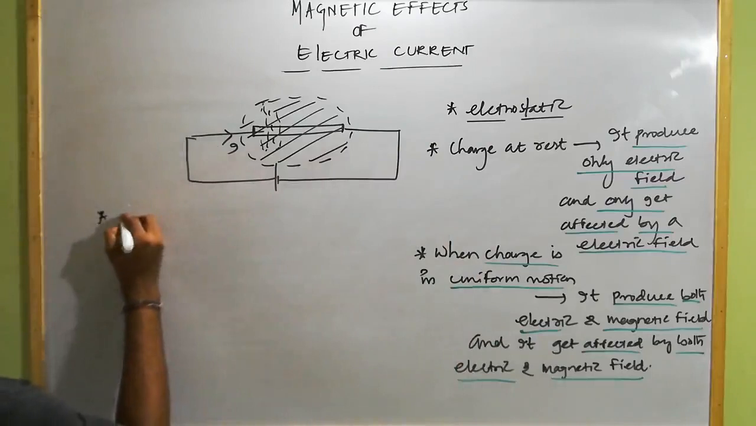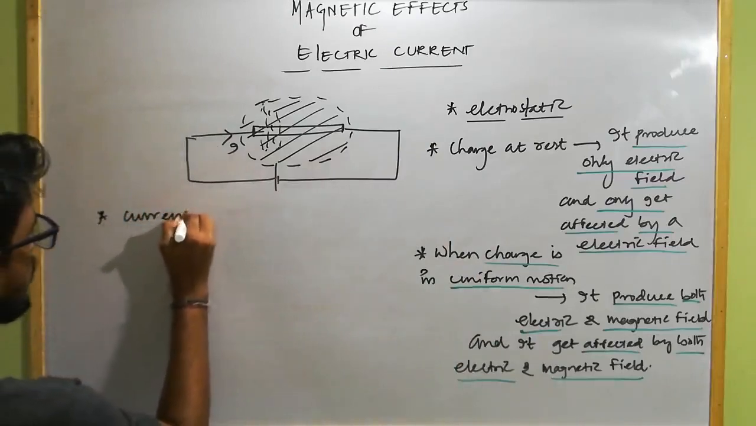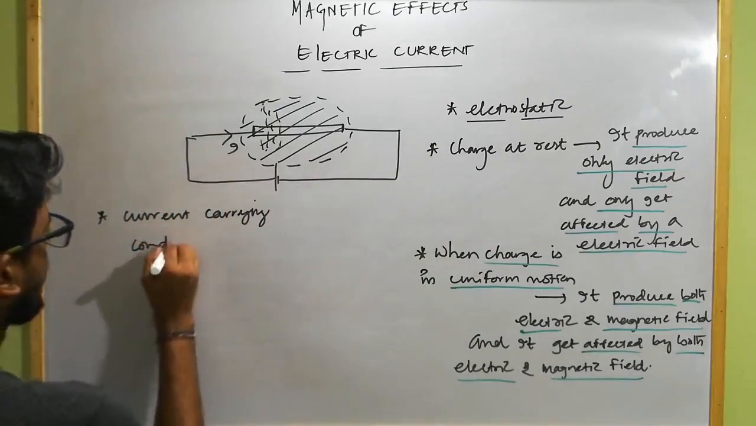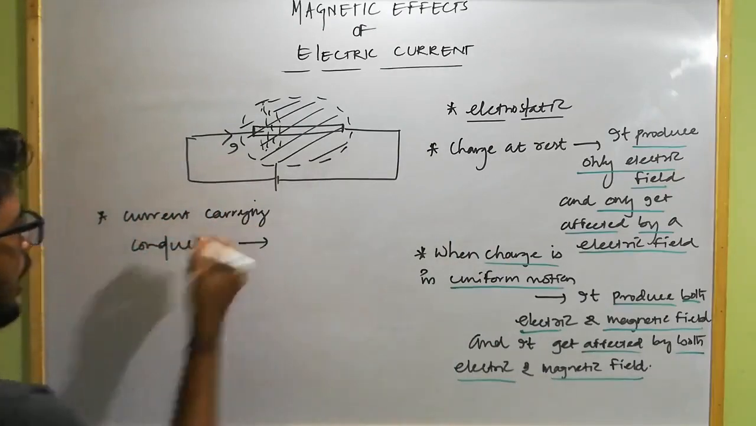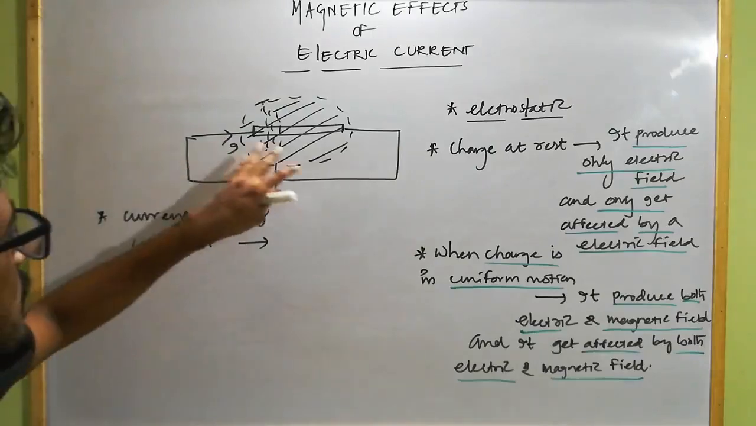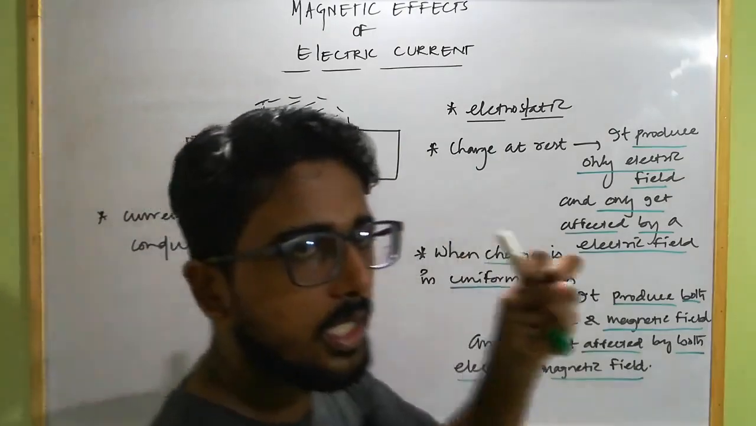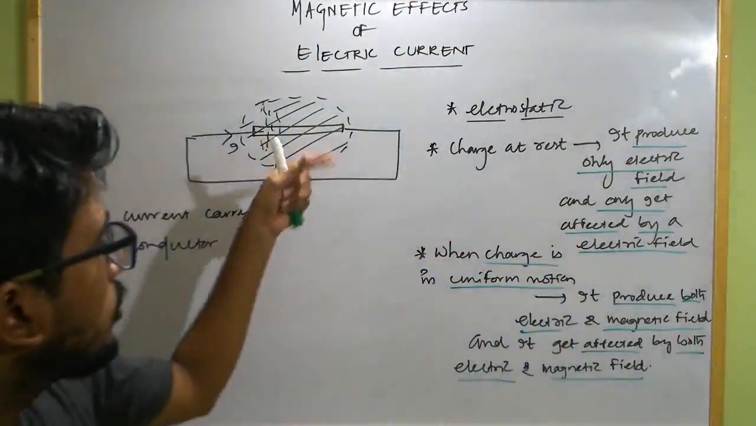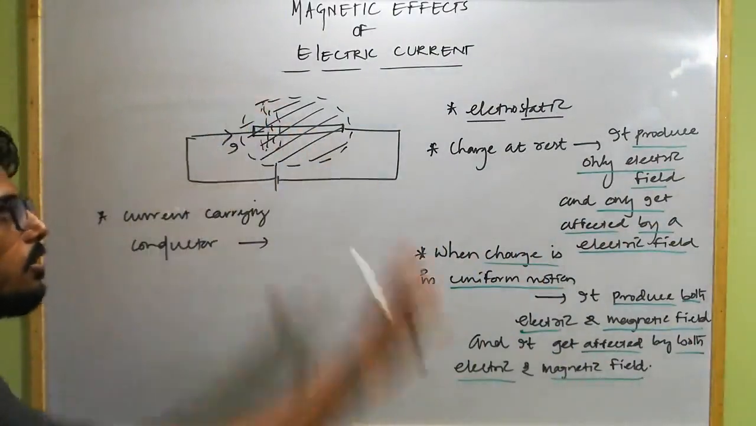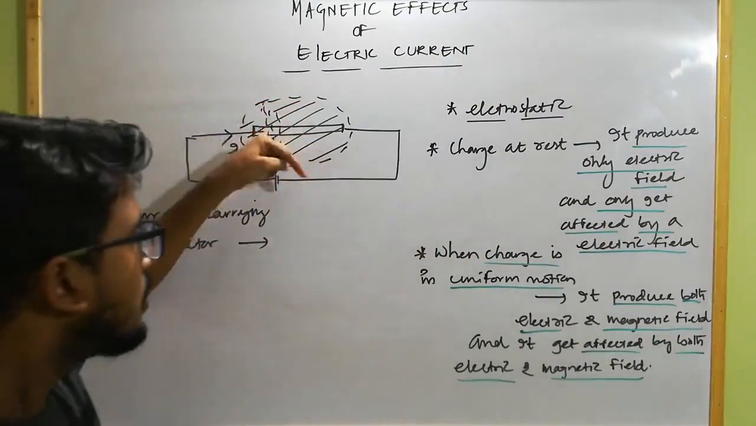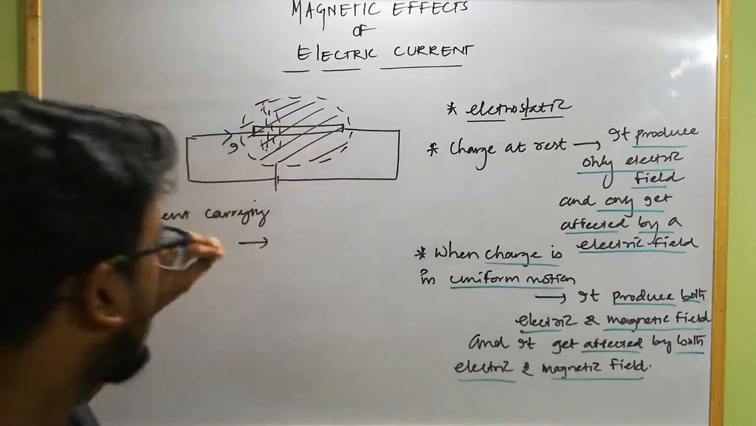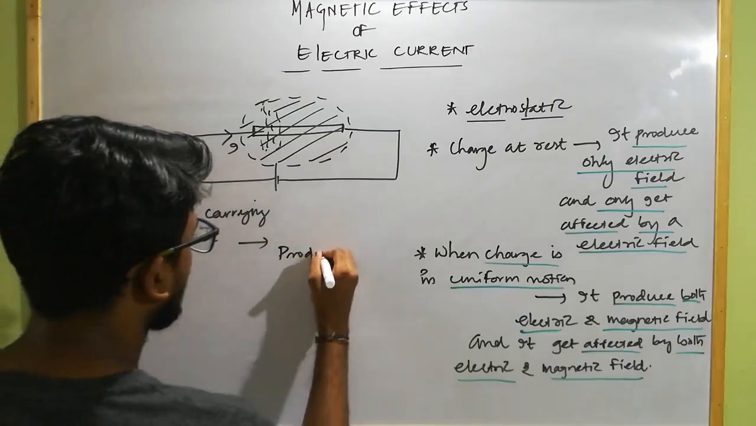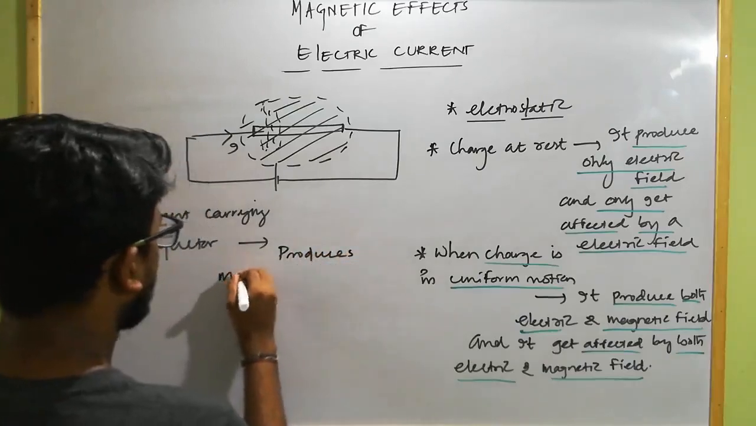As we already discussed, in case of a current carrying conductor, that means current is allowed to pass through a conductor, then the conductor is able to produce a magnetic field. That means a current carrying conductor is producing, within its surrounding, a magnetic field. Clear? A current carrying conductor produces magnetic field.